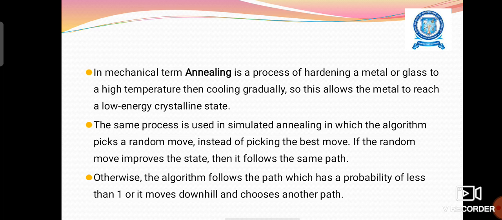Annealing is the process of heating a metal or glass to a high temperature, then cooling gradually. This allows the metal to reach a low-energy crystalline state.